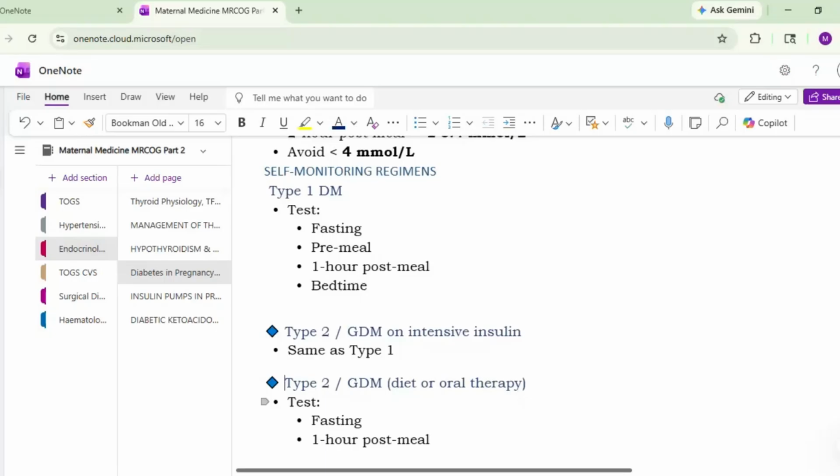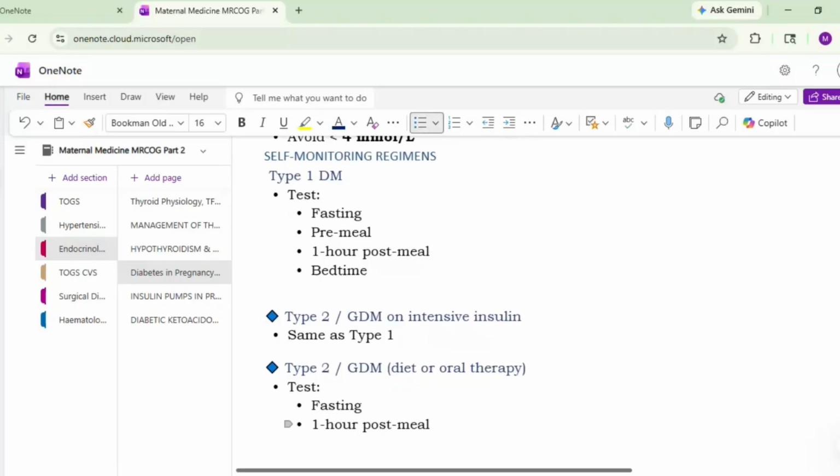And if she is type 2 diabetes or GDM, which is managed only with diet or oral therapy, that is metformin, we will require 4 times monitoring. That is one at fasting, the same as before the breakfast. Then we don't have to do pre-lunch and pre-dinner. You got it? We also don't have to do bedtime. Only 1 hour post meal: breakfast, lunch, dinner. 3 values plus fasting, 4 times. You got it? Clear? Any patient with diabetes on diet or oral therapy: monitoring is fasting and 1 hour post meal, 4 times.